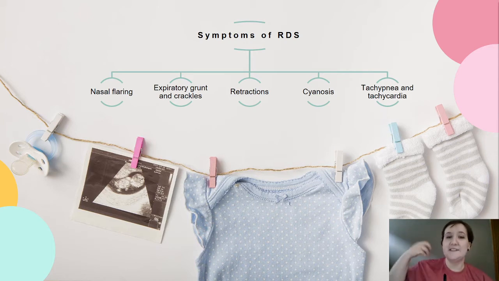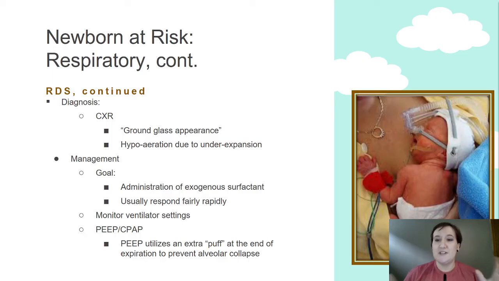distress syndrome looks like. The nasal flaring, your expiratory grunt, your crackles, your retractions, that's cyanosis, tachypnea, tachycardia. We're going to do a chest x-ray on these babies as soon as we get that airway stabilized, and we're going to see a ground glass appearance. It's a classic indicator of respiratory distress syndrome.